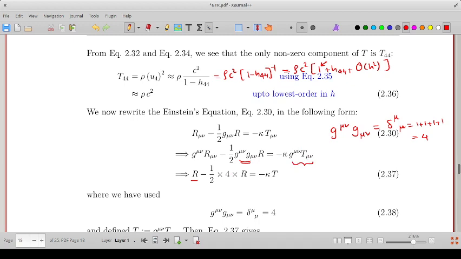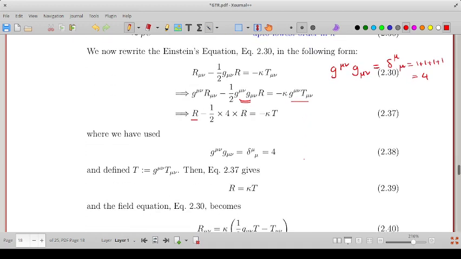So this factor is 4 times R, and minus K, and this is a contraction, an inner product over both these indices mu and nu, that will result in a scalar quantity, and we will simply call it T. So T is defined to be equal to g mu nu T mu nu. So this equation now becomes R minus 2R equal to minus K T. So this implies on the left hand side I have minus R equal to minus K T, or R is equal to K T.